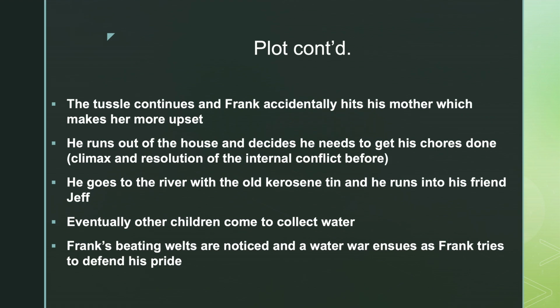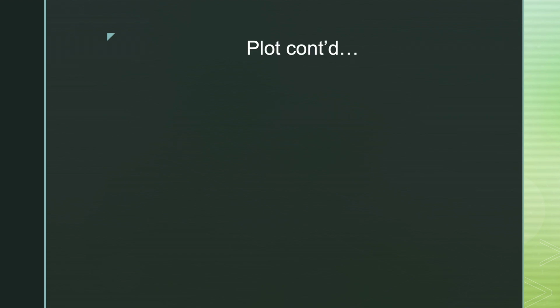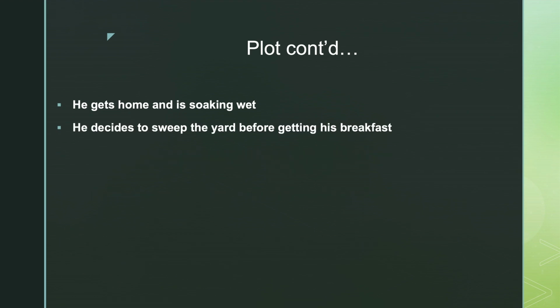And in defending his pride, a water war ensues. Water war and kids throwing water back and forth in an attempt to defend his pride. But now he has another problem. He's soaking wet. So when he gets home soaking wet, he makes up an excuse to tell his mother why he got wet. He decides to sweep the yard again.